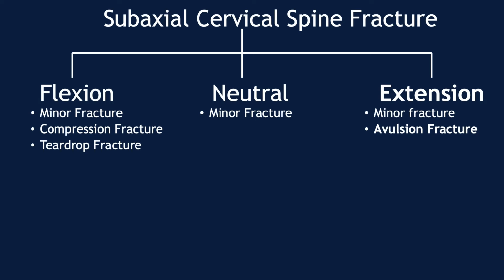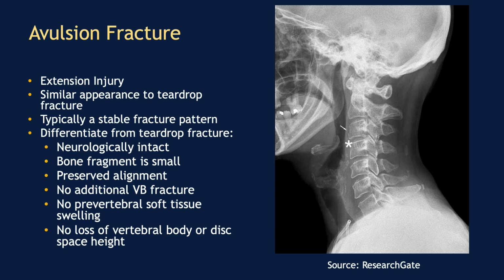Next, we're going to move on to the extension pattern of injury and discuss avulsion fracture. Avulsion fractures are an extension injury type of fracture, and they have a similar appearance to a teardrop fracture. However, this is a hyperextension injury due to traction on the anterior longitudinal ligament. These fractures usually do not cause instability, therefore distinguishing between a teardrop and an avulsion fracture is of clinical importance.